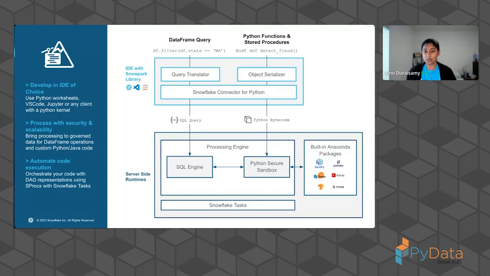One of the biggest questions that I get asked on this slide specifically is: if I'm already using scikit-learn or Pandas or NumPy, why would I have to use them again within Snowflake? How does it matter, or what is the difference?